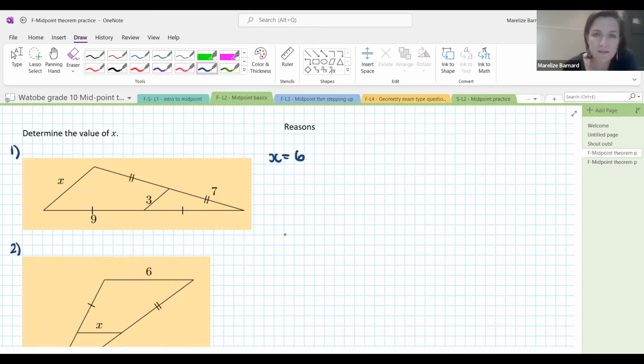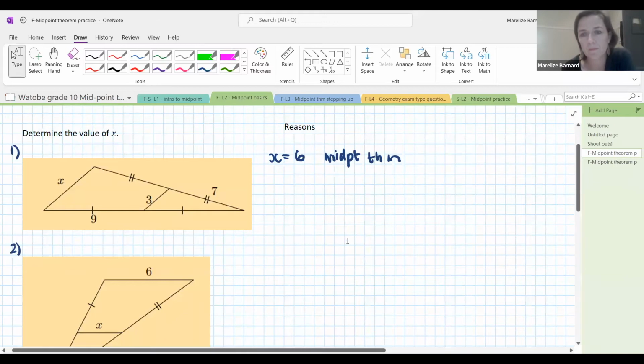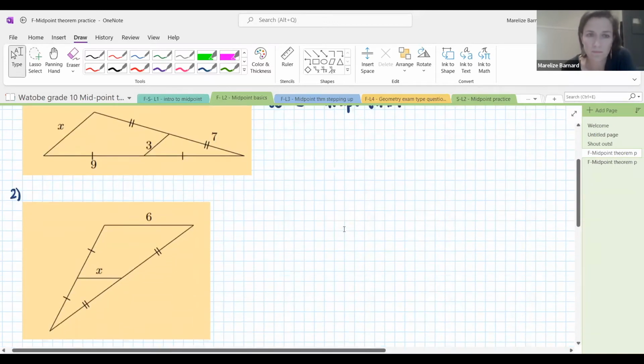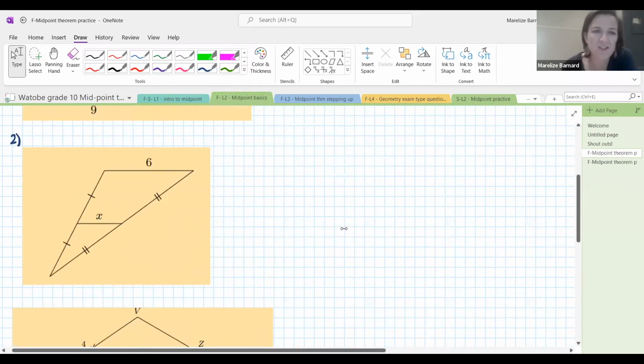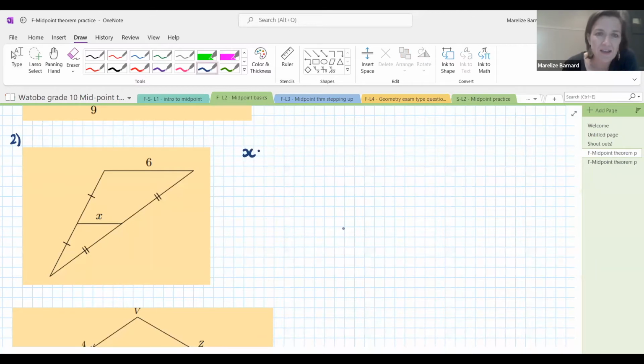X is 6. Midpoint theorem. Good stuff. Well done. Let's go on to the next one. What is x equal to? And put your reason.